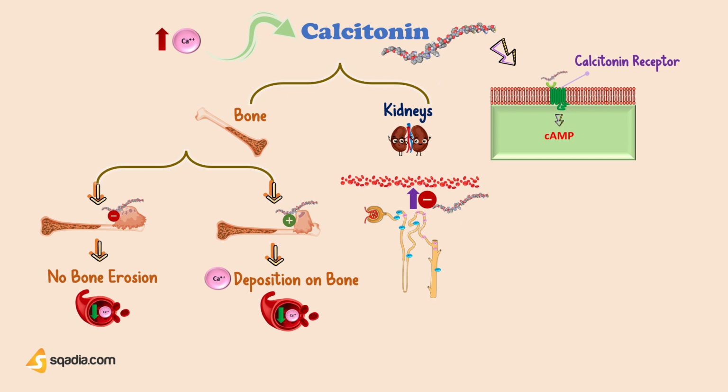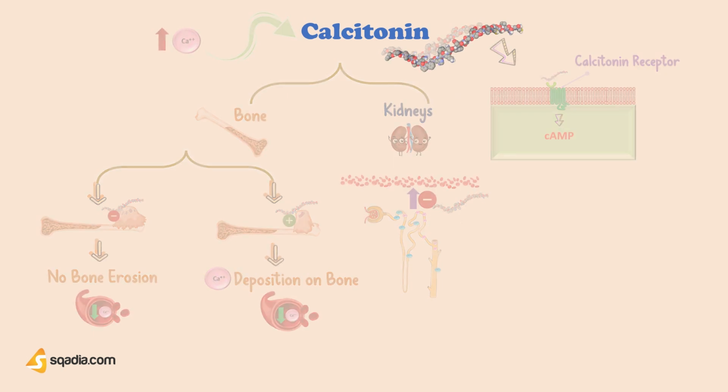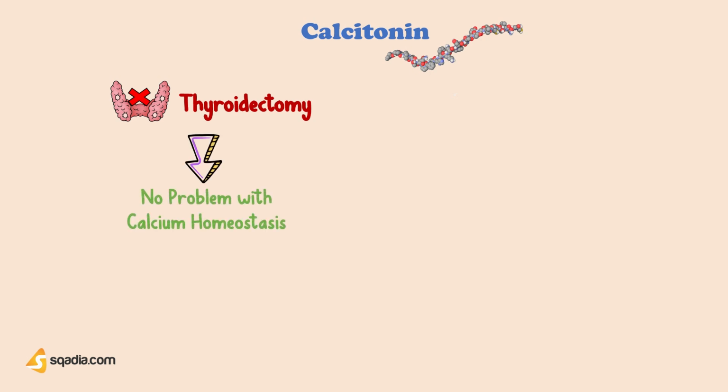But do remember here that calcitonin is not essential for calcium regulation, and there are no clinical consequences of calcitonin deficiency or excess. Even the removal of the thyroid gland with its parafollicular cells at thyroidectomy causes no obvious problems with calcium homeostasis. However, calcitonin is used therapeutically to reduce pain associated with vertebral fractures and to treat Paget's disease, which is a condition of excessive bone resorption.